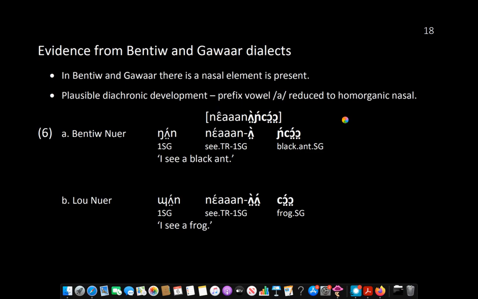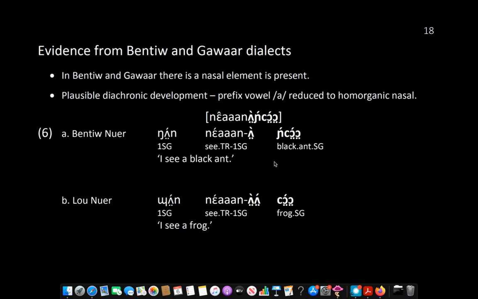Okay, so comparing the examples from Bintiu Nuer and Lou Nuer, we can see that the difference is that Lou Nuer has a long vowel in the preceding context, whereas Bintiu Nuer has a short preceding vowel and the nasal element. The high tone appears in both examples, but whereas in Lou Nuer it appears on the lengthened vowel, in 6a it is realized on the nasal component.